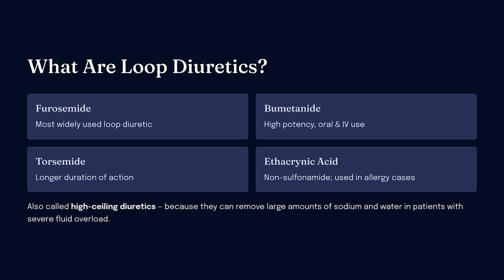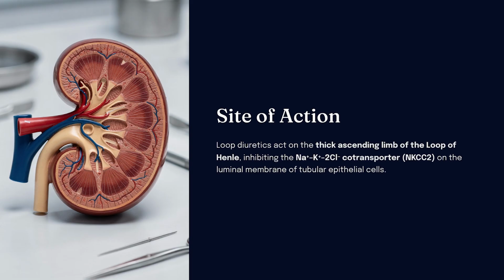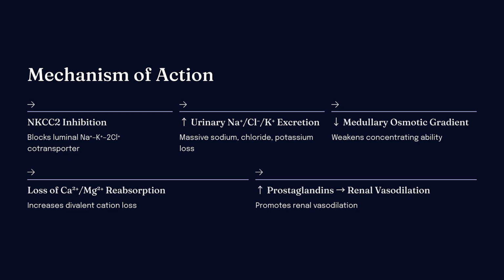Together, these drugs are known as high-ceiling diuretics because they can remove large amounts of sodium and water in patients with severe fluid overload. Site of action. Loop diuretics act on the thick ascending limb of the loop of Henle. They inhibit the sodium-potassium 2-chloride cotransporter, also known as the NKCC2 transporter, located on the luminal membrane of tubular epithelial cells.